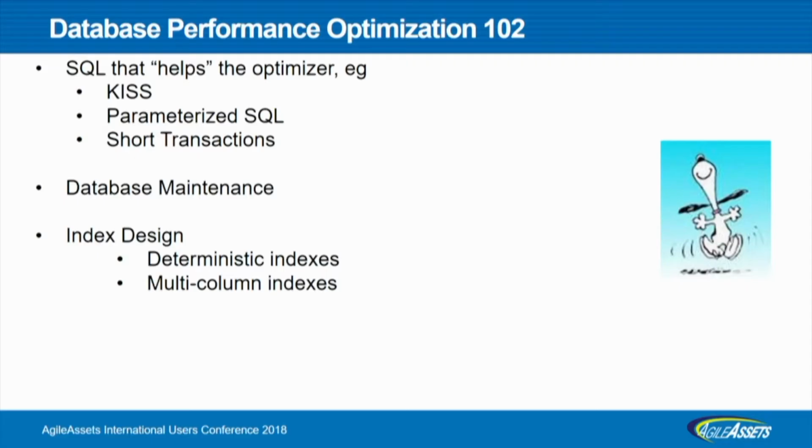Which leads to this guy. So this is the happy Snoopy. So we keep our SQL simple as much as we can. That means we don't do things like create views within views, within views that use functions. Yes, I'm looking at you. We have database maintenance because that also helps us get the statistics. That keeps the optimizer happy, the parameterized SQL.